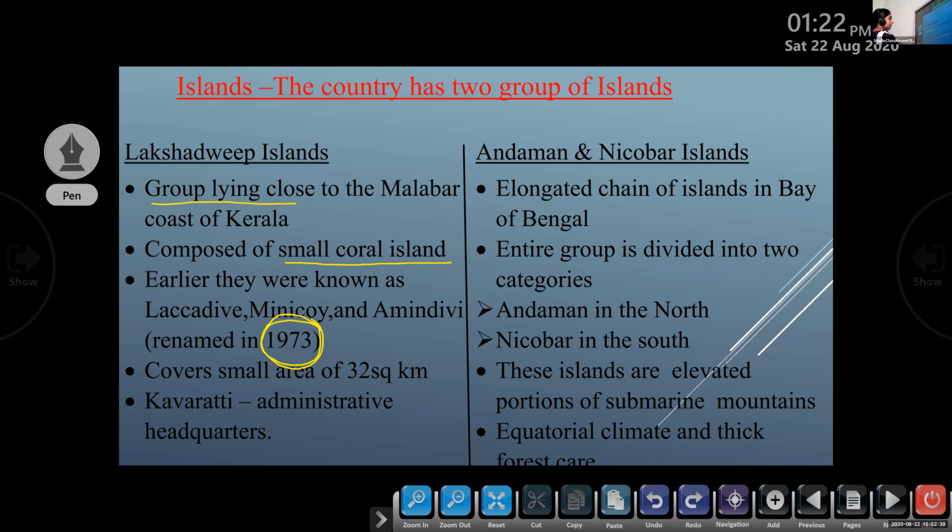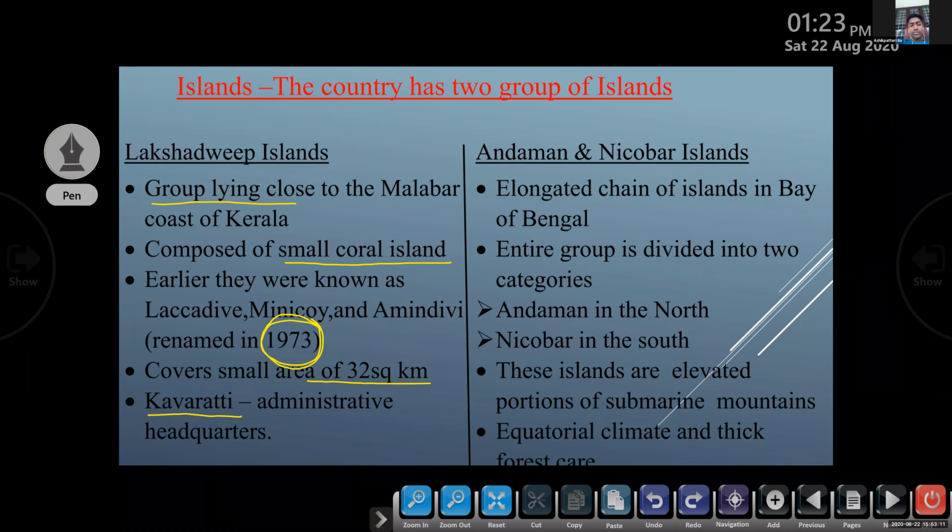From 1973 onward, this group of islands is called the Lakshadweep Islands. Just understand the name. These were the names of this island. Its total area is 32 square kilometers. The capital, or headquarters, of Lakshadweep is Kavaratti. Kavaratti is the headquarters of Lakshadweep.